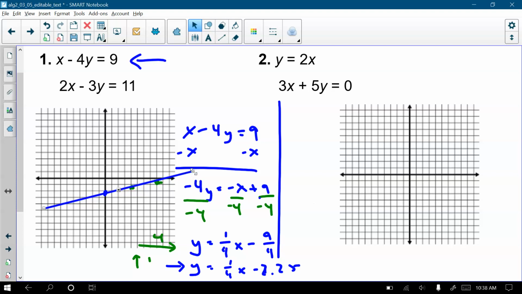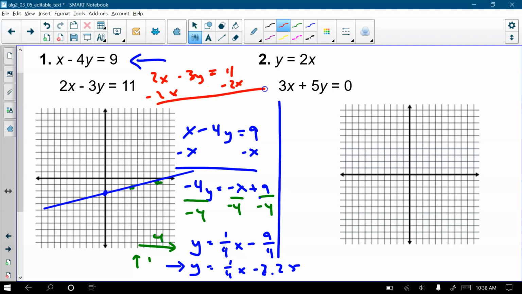Okay, so this is my first line approximately. Let's do the second line in red and do the same exact thing as before. So 2x minus 3y equals 11. Okay, let's solve for x. So let's subtract the 2x on both sides. And remember, 11 minus 2x is 9x. It's just going to be negative 2x plus 11 equals the negative 3y.